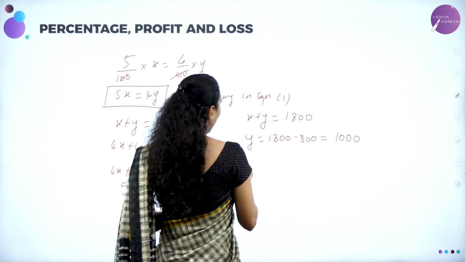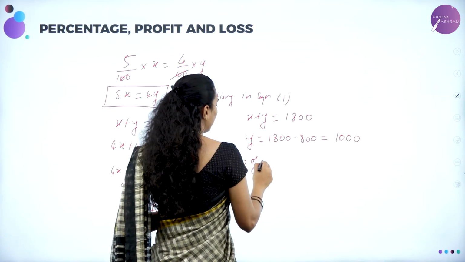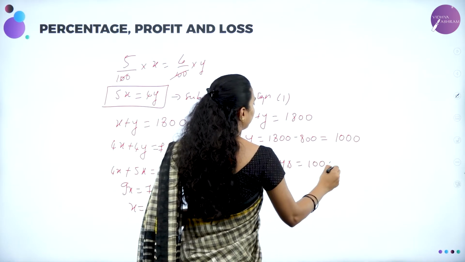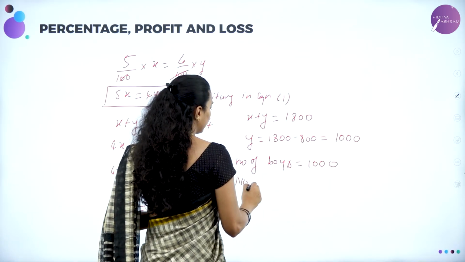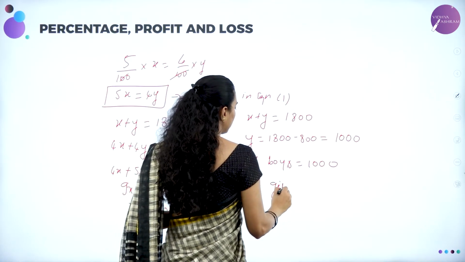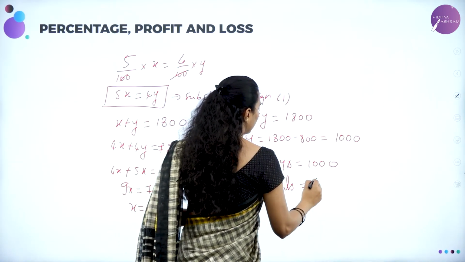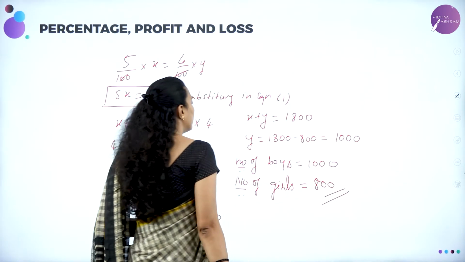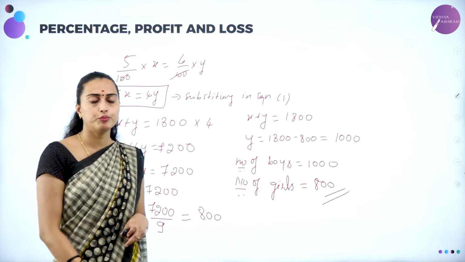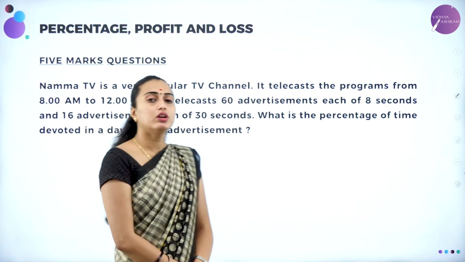So the number of boys is 1000, and the number of girls you are going to have as 800. Okay, so this is what you are going to have as the answer. I hope you understood this question. We'll move on to the next question.